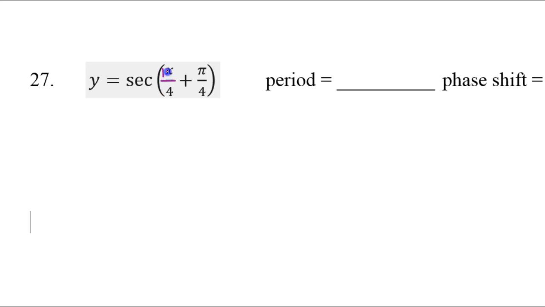When you have a b value, though, you need to factor that b value outside of the parentheses. So I need to take that 1/4, put it out in the front, and then figure out what I'm going to have inside the parentheses. So I'm going to have 1/4 and then x plus something. But to know what that something is, I need to divide pi over 4 by 1/4.